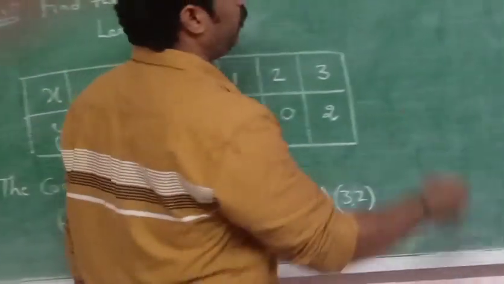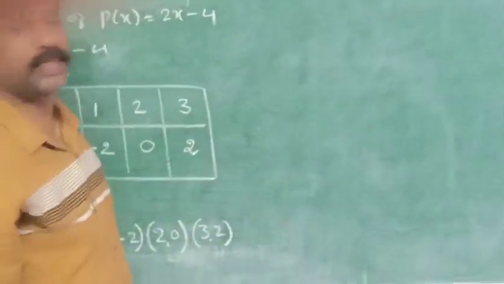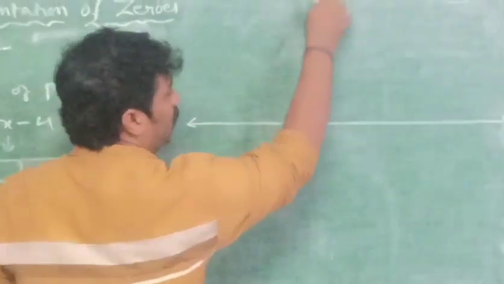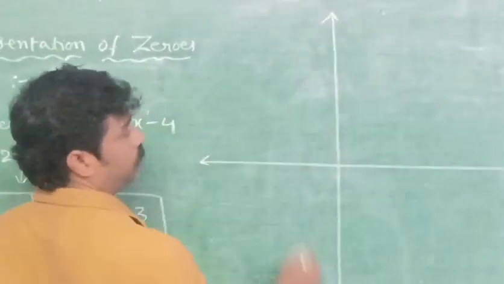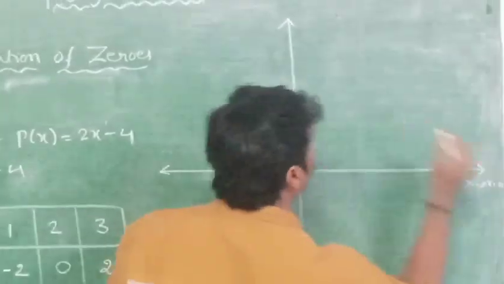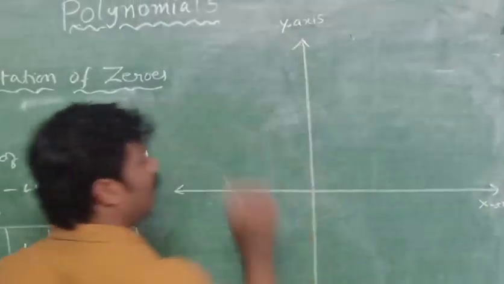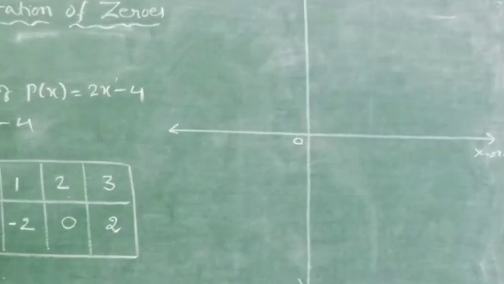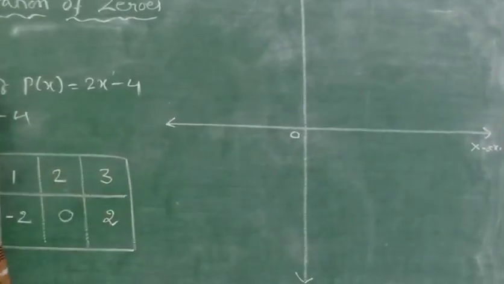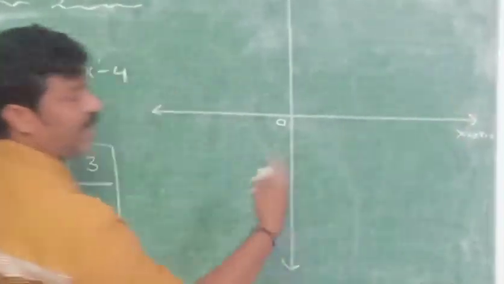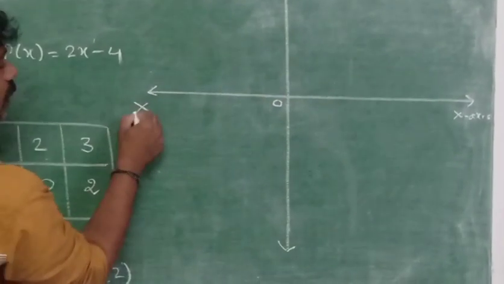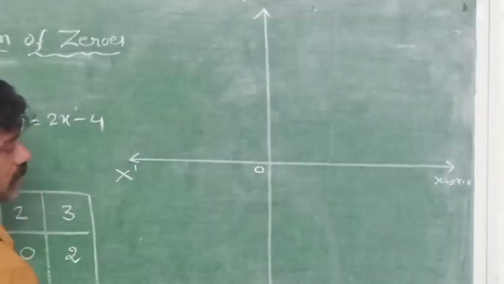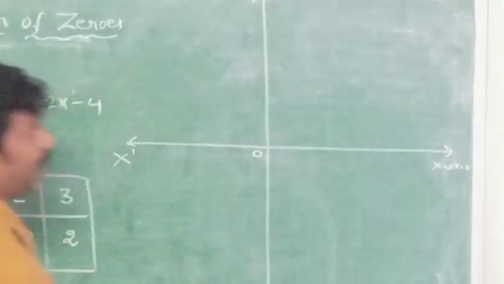First we take the graph, and we know that the horizontal line is called the x-axis and the vertical line is the y-axis. The intersection of the x-axis and y-axis is the origin, denoted by O. Here we take 0. From 0, the right side is the positive x-axis and the left side is the negative x-axis, let it be x dash. Similarly, upwards is the positive y-axis and downwards is the negative y-axis, let it be y dash.